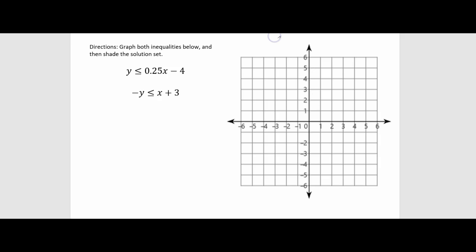I'll use red again for my first one. So I have y is equal to 0.25 x minus 4. Negative 4 is our y-intercept, and our slope here is 0.25. So you have a couple of options. You can rewrite that as a fraction, which would be 1/4. So we could count the change in y, count the change in x, and graph.